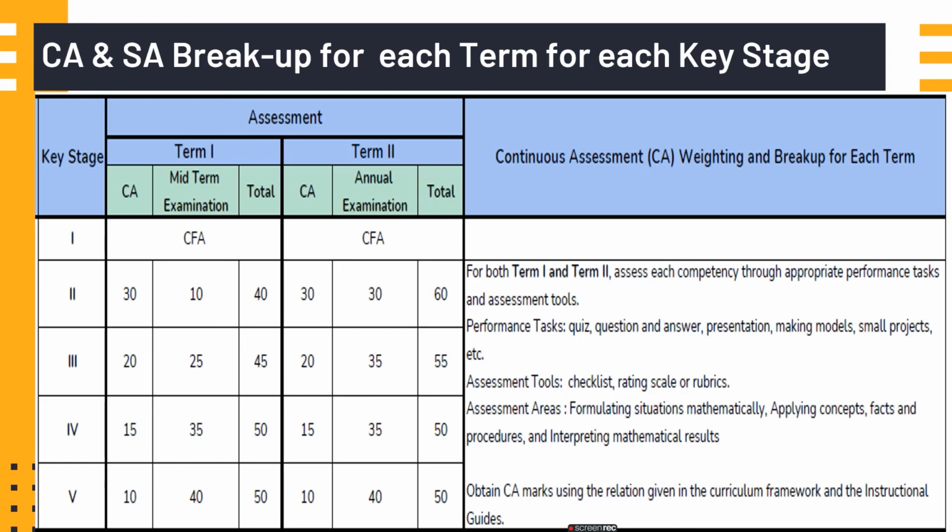Please note that for each term, we need to assess each competency through appropriate performance tasks and assessment tools. The performance tasks could be quiz, question and answer, presentation, making models, small projects, etc. And then the assessment tools that we can use are checklists, rating scales, or rubrics. And then the areas of assessment that we can focus on is how do children formulate situations mathematically, how do they apply concept, facts, and procedures, and how do they interpret mathematical results.